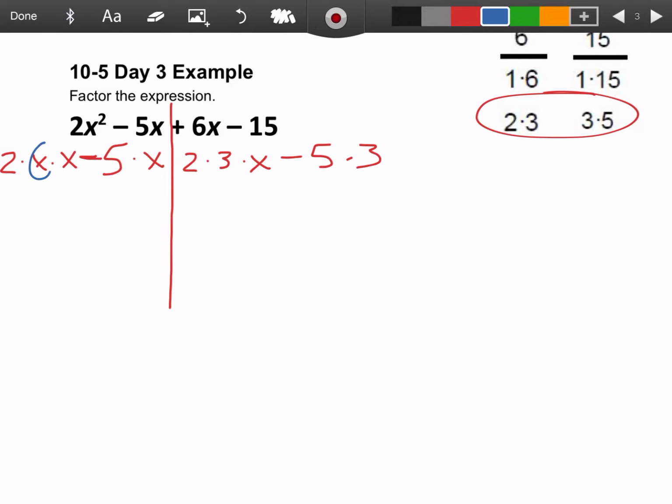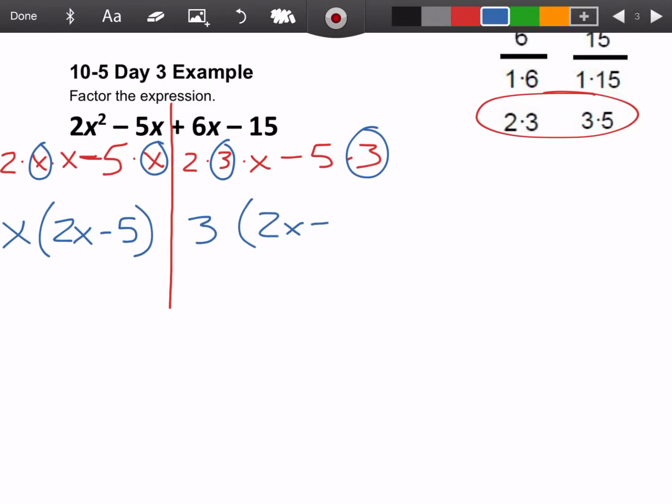Then we're going to go through, circle what's in common. So here on the left hand side, we have an x in common, so we're going to take that x, write it out front. Then inside the parentheses, we're going to write what's left. So we have 2x minus 5. And then on the right hand side, we have a 3 in common. So we're going to write that out front. Then we write what's left. We have 2x minus 5.